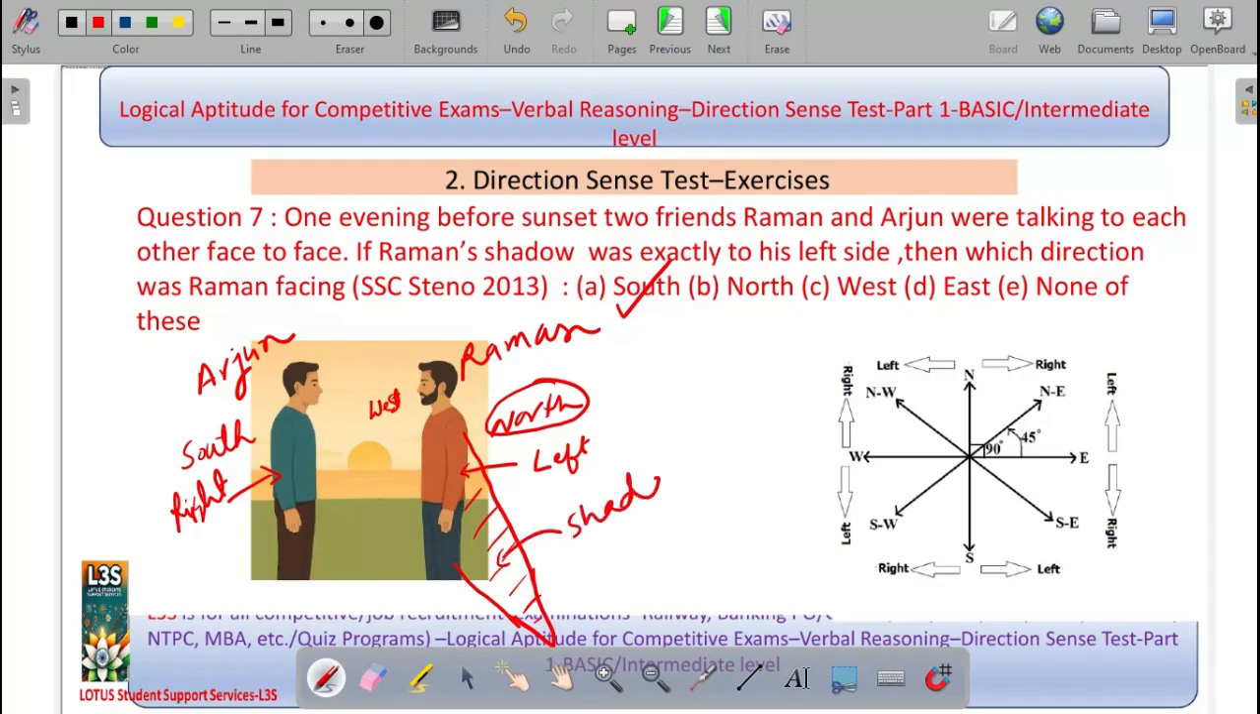This is the shadow of Raman, because the sun ray is coming from this side and it is on the left side. The shadow will be on the left side of Raman.